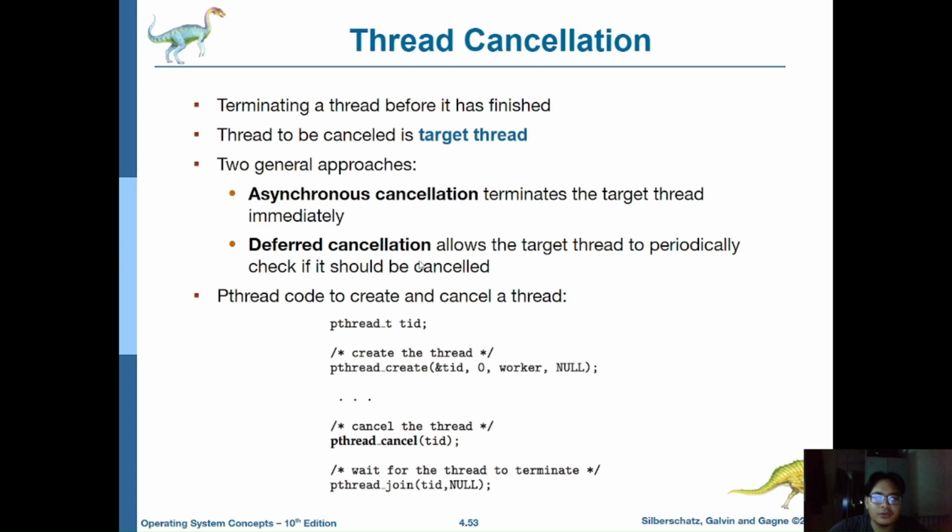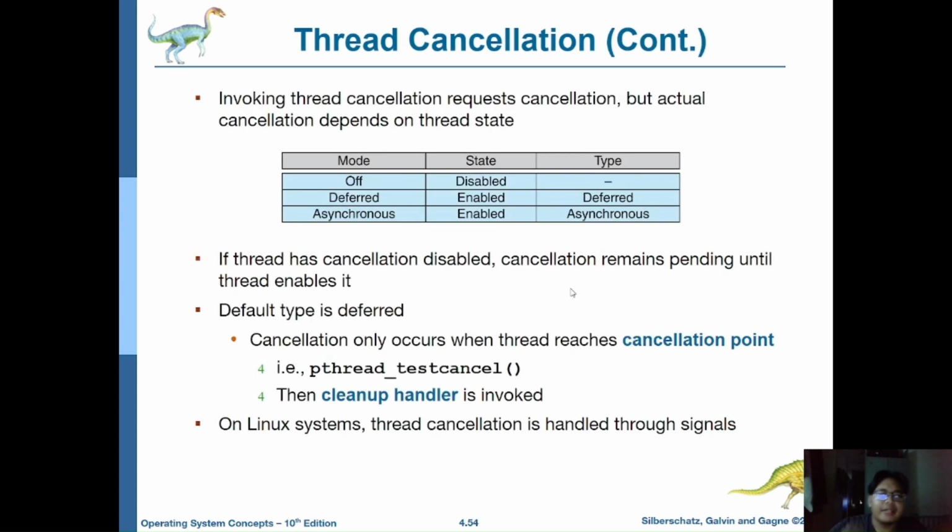This is code to create and cancel a thread. Next, invoking thread cancellation requires a cancellation request, but actual cancellation depends on thread state: off, deferred, asynchronous. For off, the state is disabled and there is no type. For deferred, the state is enabled and the type is deferred. Asynchronous is the same. If a thread has cancellation disabled, cancellation remains pending until the thread enables it.